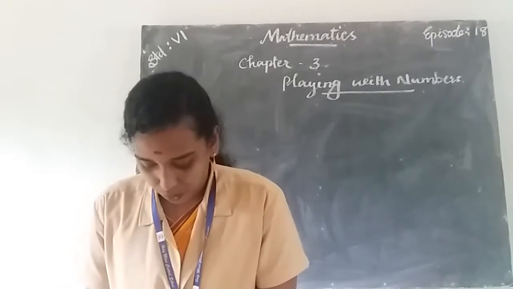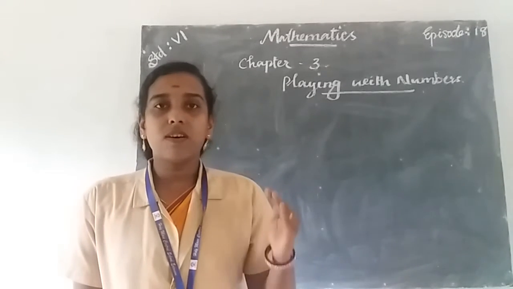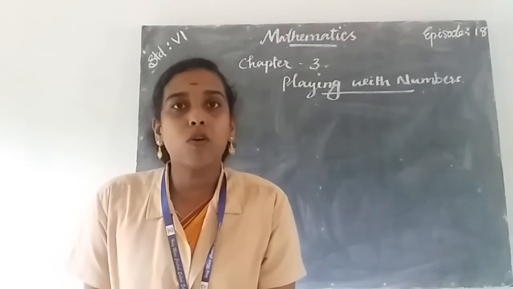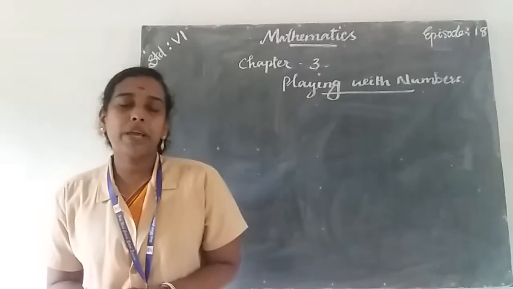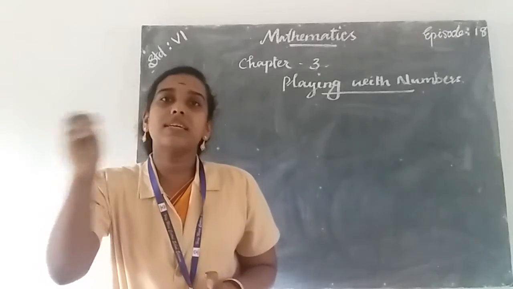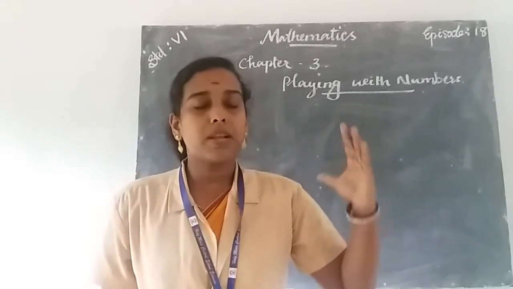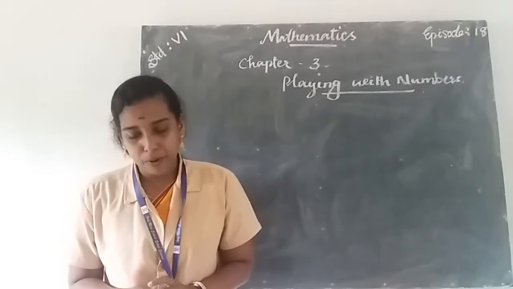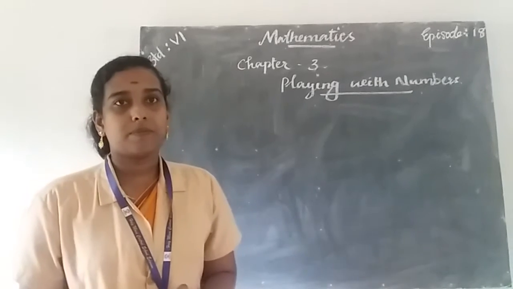Exercise 3.4. In the last class we discussed common factors and common multiples and also co-prime numbers. What are co-prime numbers? Co-prime numbers are two numbers having only one common factor, that is 1. And in exercise 3.4, question number 6.